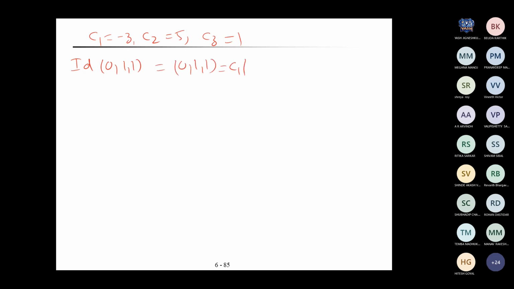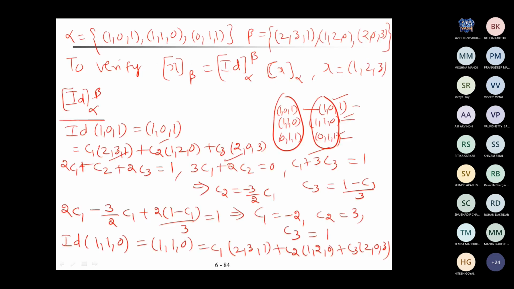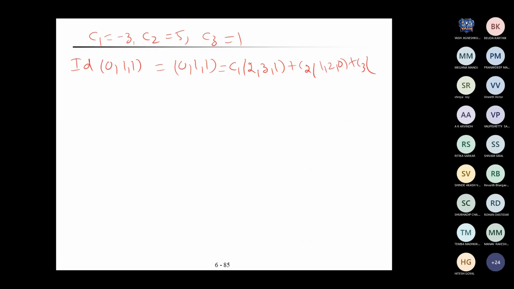So that is C1 into 2, 3, 1, plus C2 into 1, 2, 0, plus C3 into, what is C3 into, 2, 0, 3. Again, solve this and say.